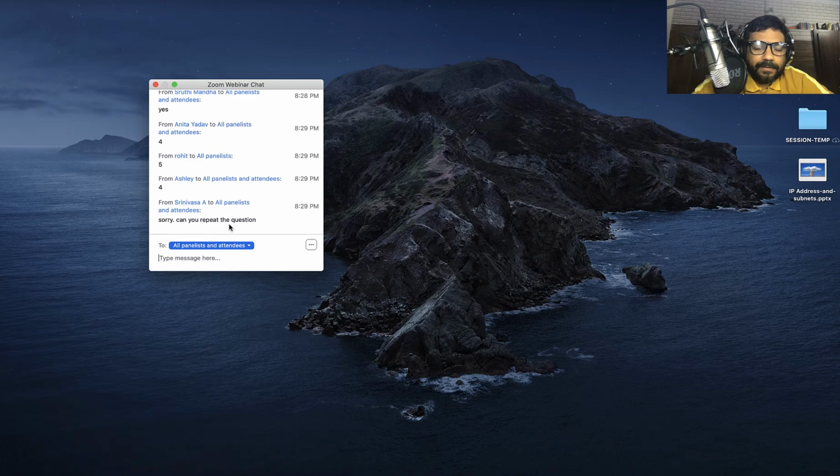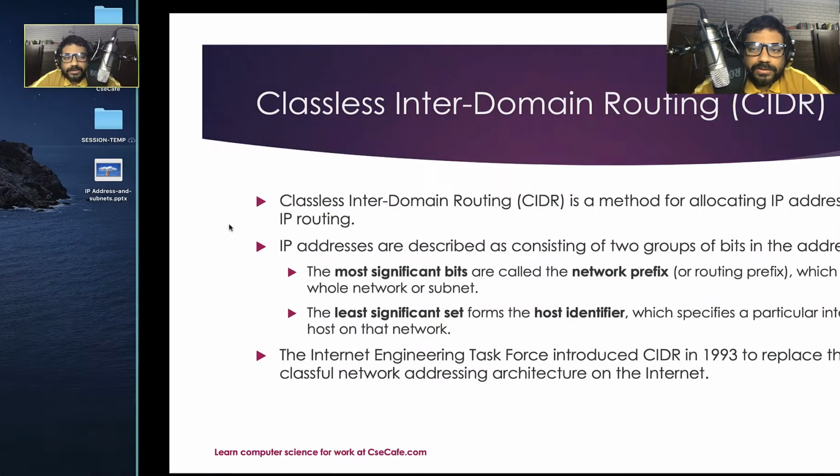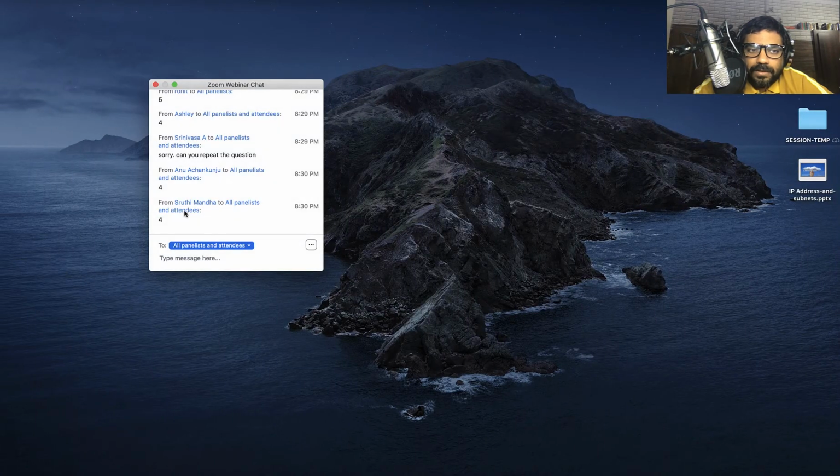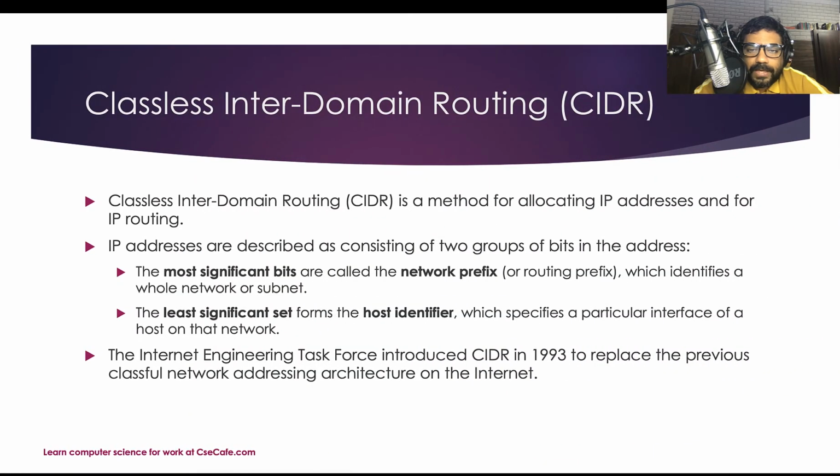Okay, the question is if I have 2 host identifier bits, because host identifier bits are the bits that vary. In other words, host identifier bits are the bits that vary within a network. So imagine that you have a network, and within that network you have only 2 host identifier bits. So how many IP addresses can you have within that network? With those 2, you can only have 4, right? It is 2 to the power of 2, which is 2 into 2, and it is 4.